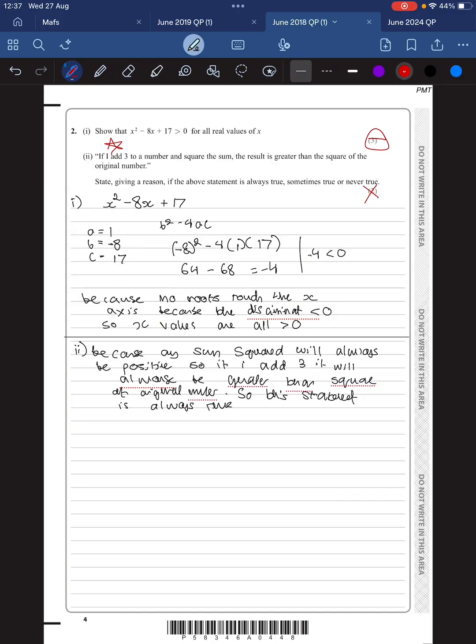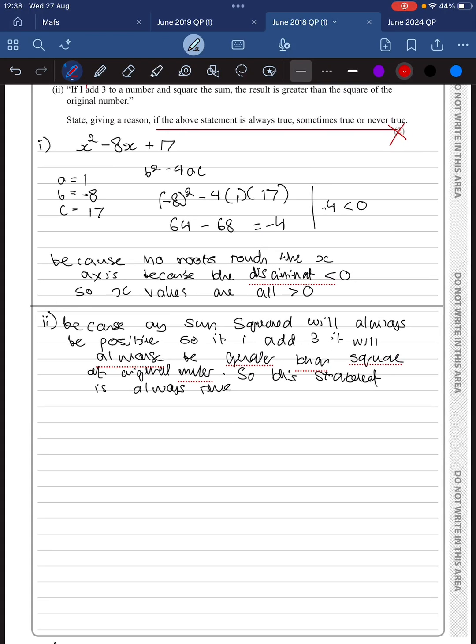So when we're told if the statement is always true, sometimes true, or never true, you have to try it out and see if it works. So I didn't do that. I thought, because if you square a number, whether it's negative or positive, it's always going to be positive, and if we add a positive with 3, it's going to always be true. But in theory, that isn't actually possible.